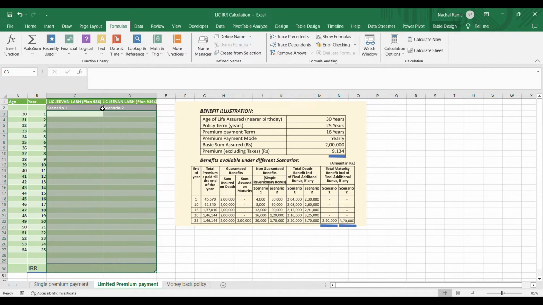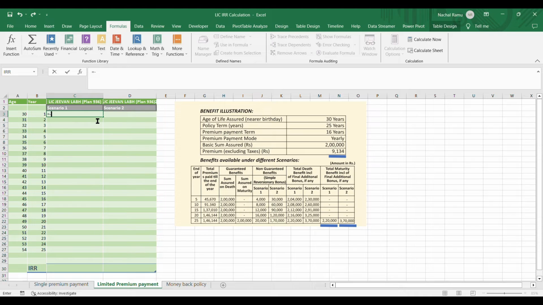Next, we shall move on to LIC Jeevan Labh. This is a limited premium paying policy and a participating policy where you receive bonus based on the profit declared each year. So we can work out the potential return of the policy under two scenarios. Scenario 1 at 4% and scenario 2 at 8%. The annual premium is 9,134. We enter this with a negative symbol. The premium paying term is 16 years. The policy term is 25 years.